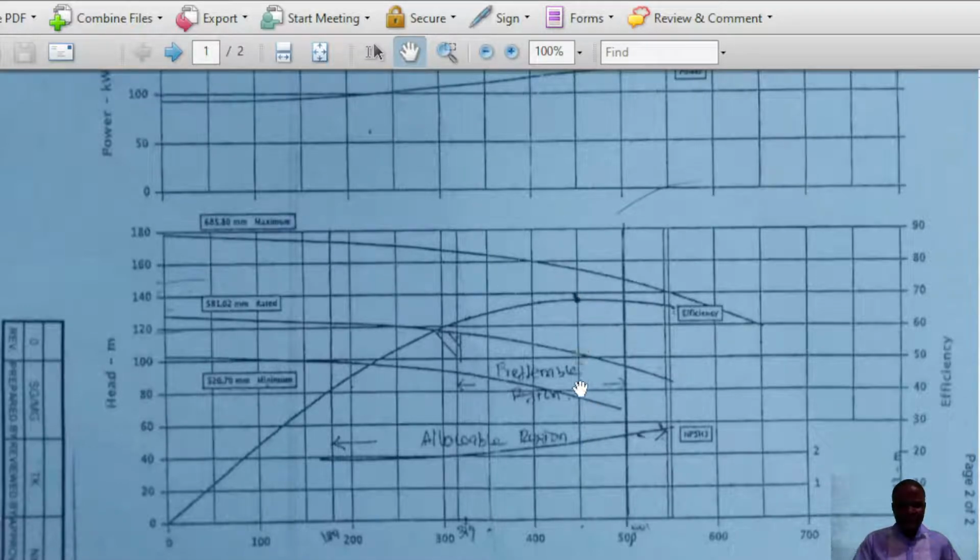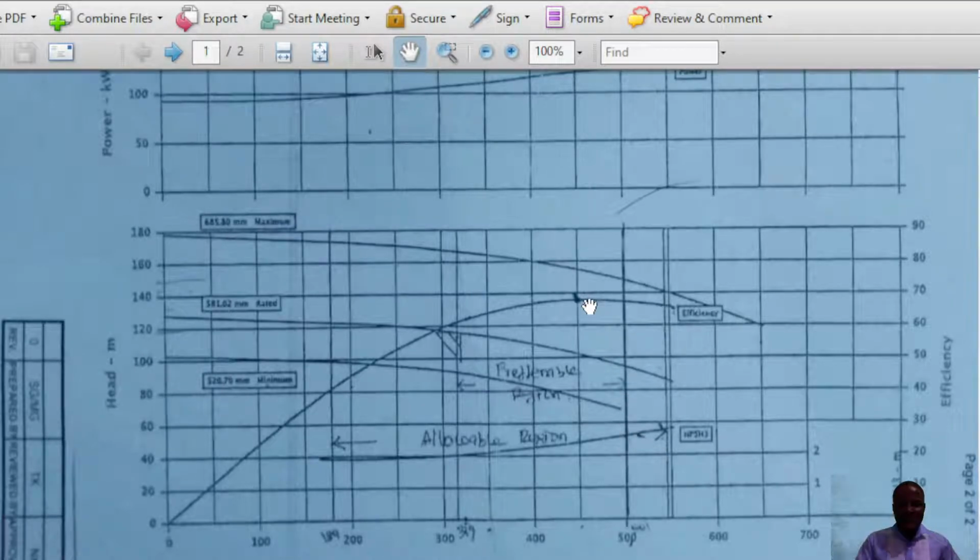Now, as you are tracing it down, don't forget this is your NPSH line. This is your NPSH line. Now, the point at which it touches your NPSH, you trace it to the right side to meet the NPSH vertical axis. This is the NPSH vertical axis. Okay. Now, the NPSH at BEP is going to be what? It's going to be around 2.4.